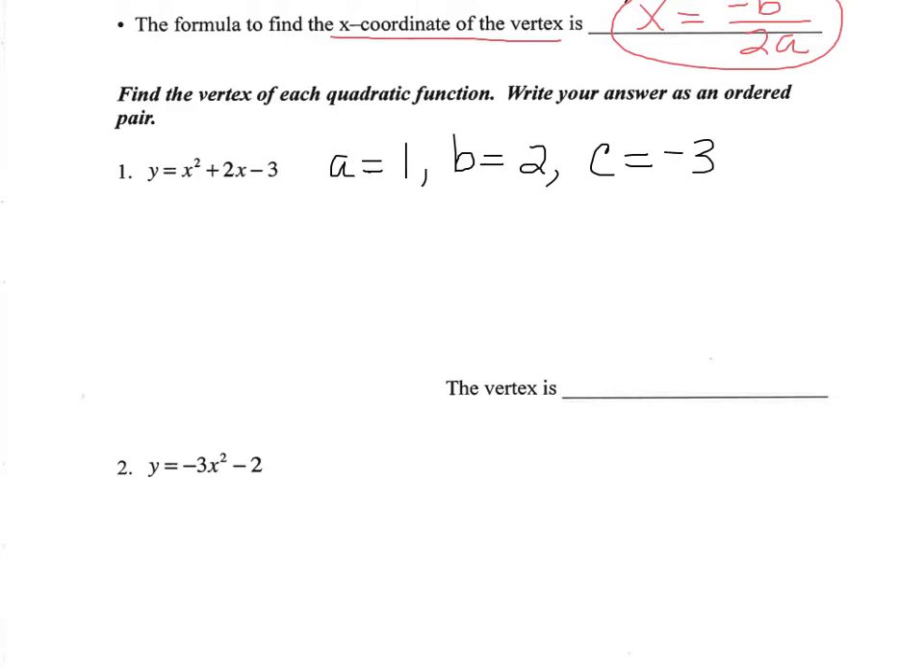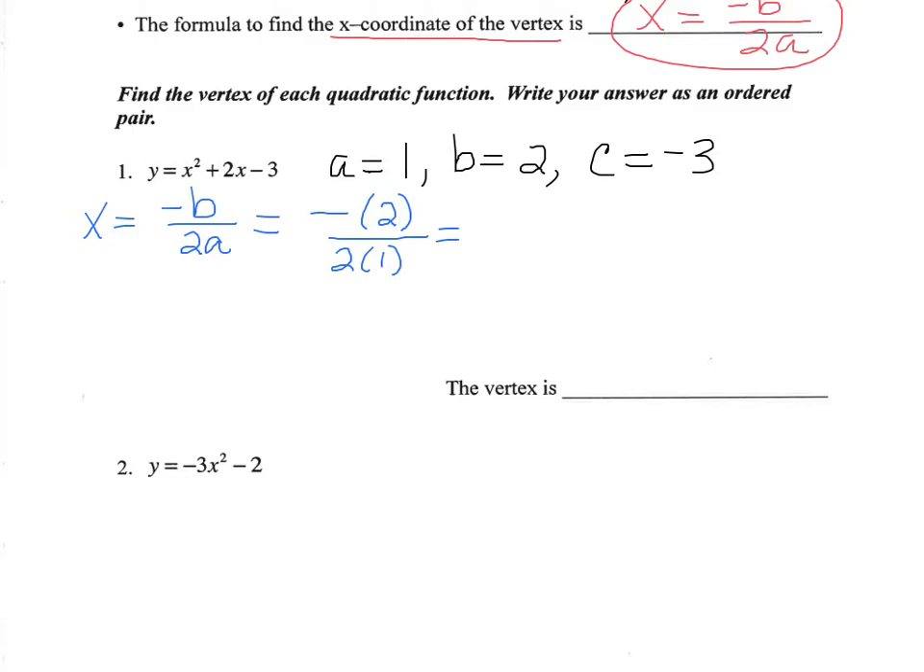So to figure out what the x value of the vertex is, I'm going to use my formula. x is going to be equal to negative b divided by 2 times a. So let's plug in our numbers. So x is going to be equal to negative (2) divided by 2 times (1). Notice that whenever I plugged in a number, I put it in parentheses. So the 2 for the b value is in parentheses, and the 1 for the a value is in parentheses.